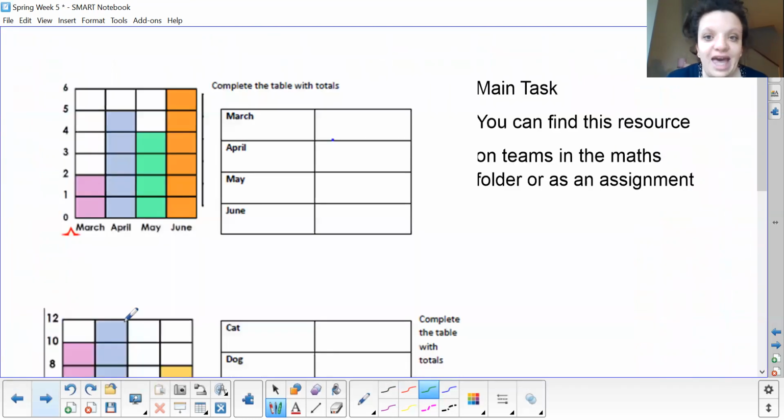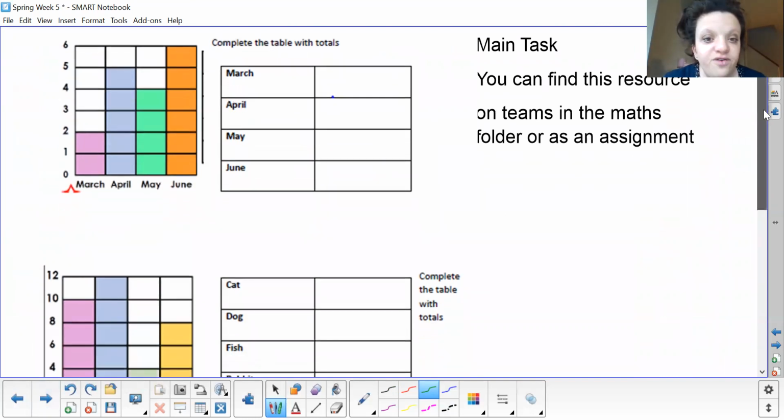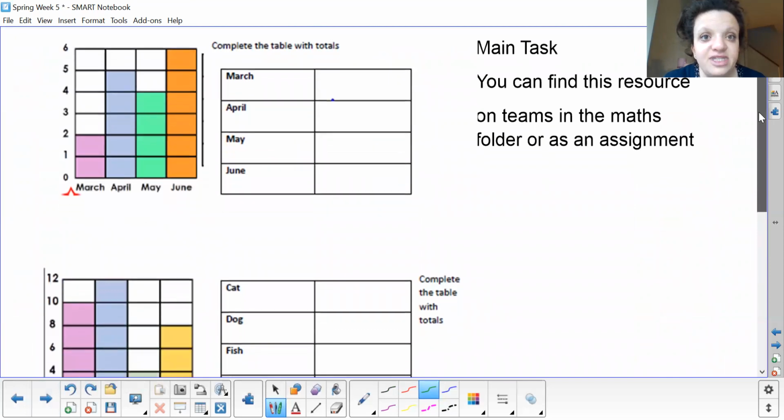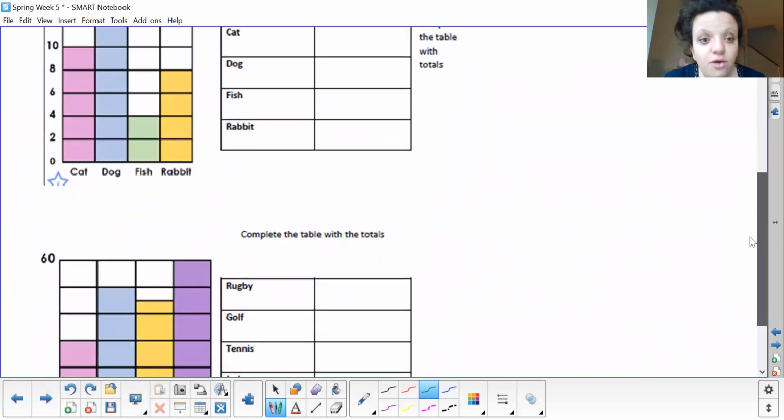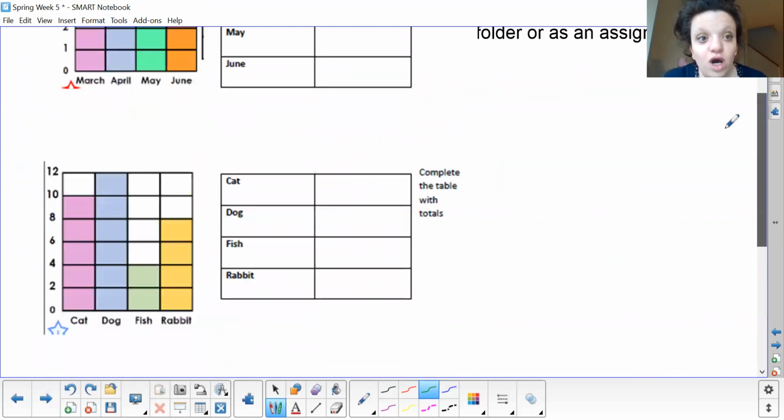Brilliant. Okay, so today you have a Teams quiz and you have this resource on Teams. It's an assignment, so I'd encourage most of you to do it as an assignment, but if you'd rather do it on paper, it is in the folder for you to download. And then you can attach a photo of it to the assignment rather than emailing it to us, because then everything's in one place and we can give you the feedback on there. So for your main task, you've got to complete the table with the totals. So go through and work out the table.